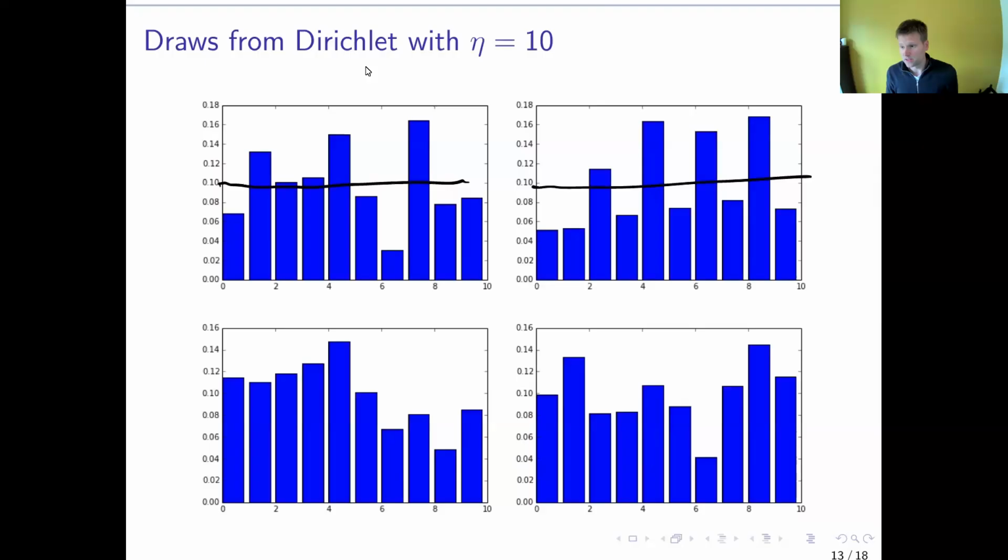But you have to make this choice. If you want to do Bayesian inference in our simple language model, you're the one who has to choose the eta. So which eta are you going to choose?